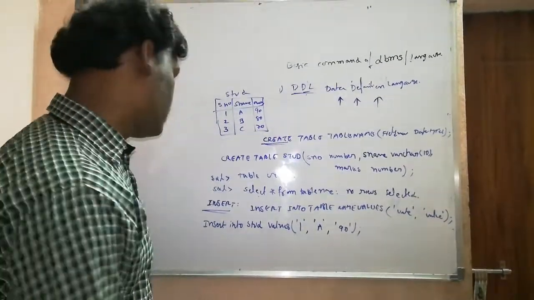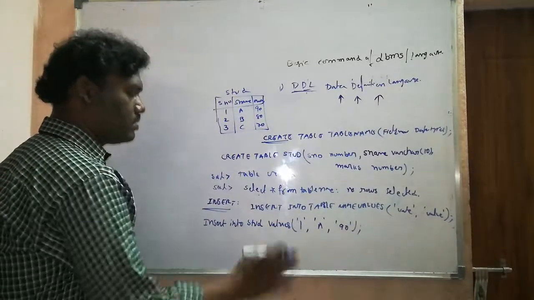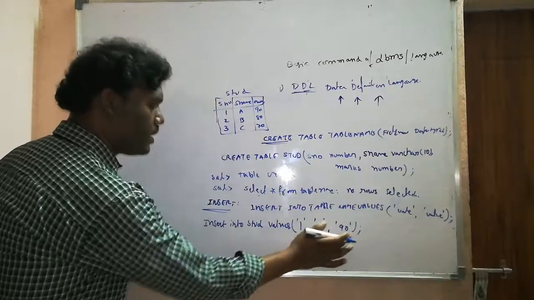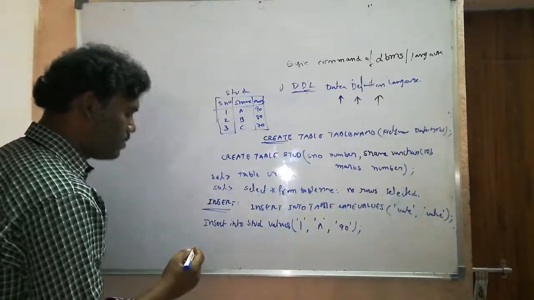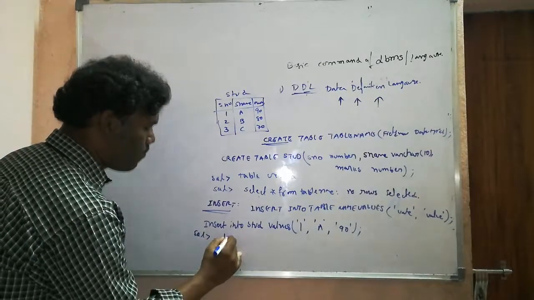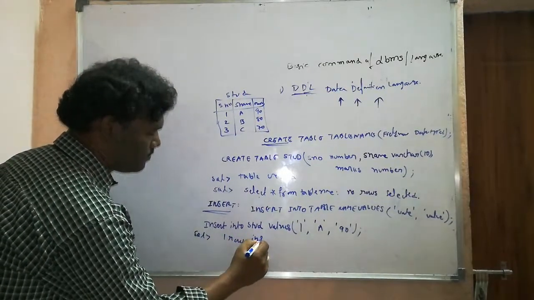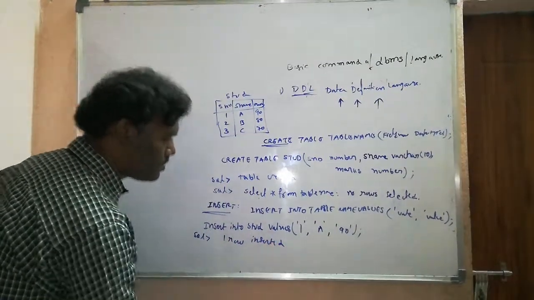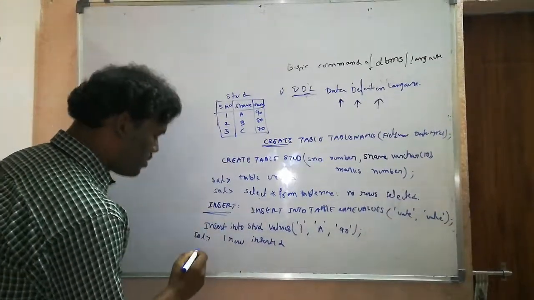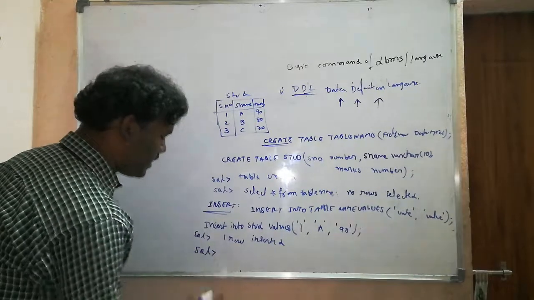I am using the single quotes here. So insert into table name values 1, 'A', 90, using the semicolon, and then the command runs. The output is one row inserted. One row inserted.